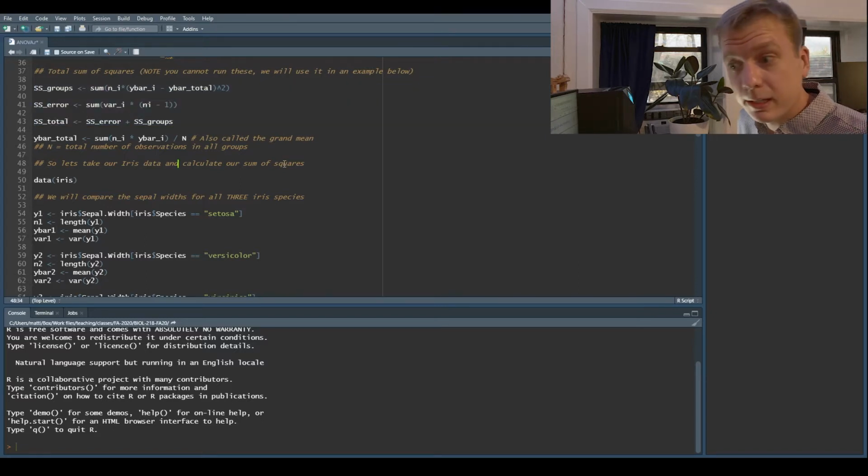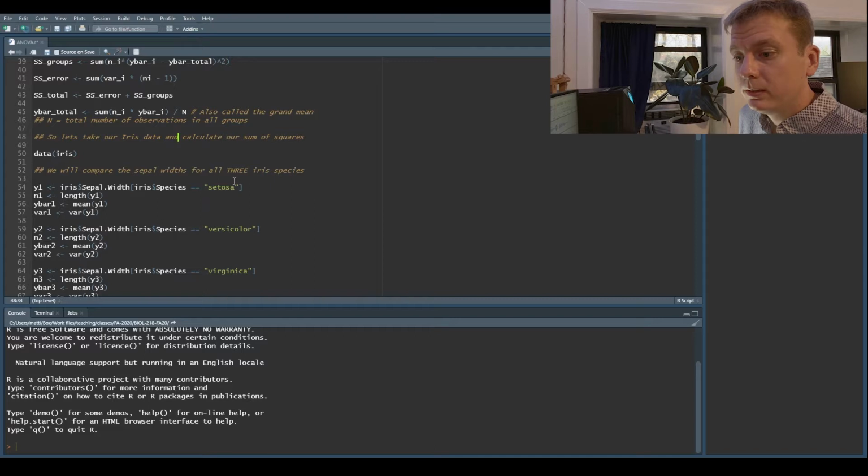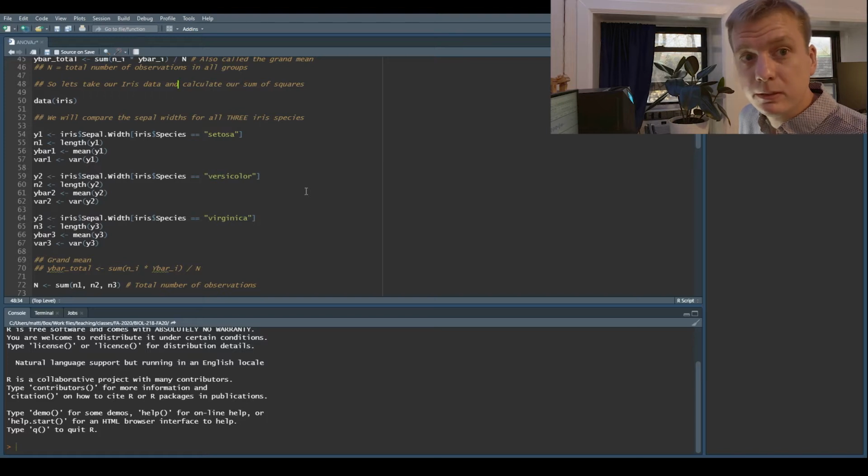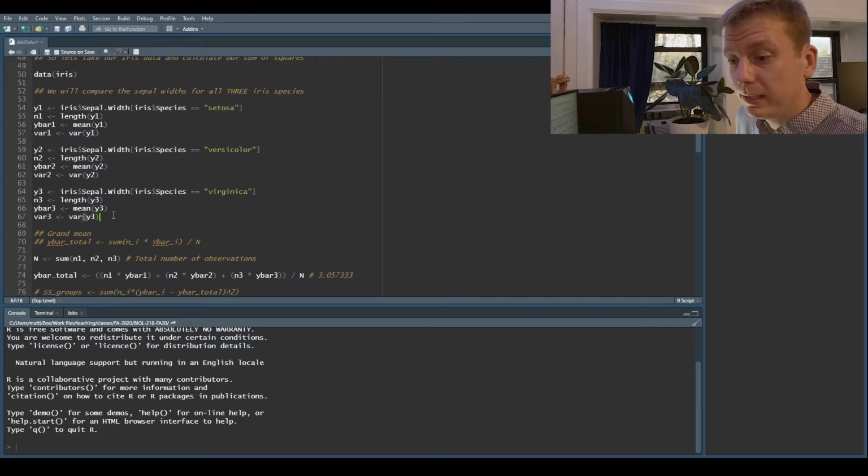And so let's take a look at our iris data and calculate our sum of squares based on some comparison we want to make. So let's say we want to compare the sepal widths of all 3 iris species. We first need to separate all 3 groups from each other. And so we know there are 3 species, Setosa, Versicolor, and Virginica. And so we make vectors of observations of sepal width from each of those species. We then figure out their n, their mean, and their variance. All of this stuff should look familiar. You've done this tons of times. And we do that for every single species.